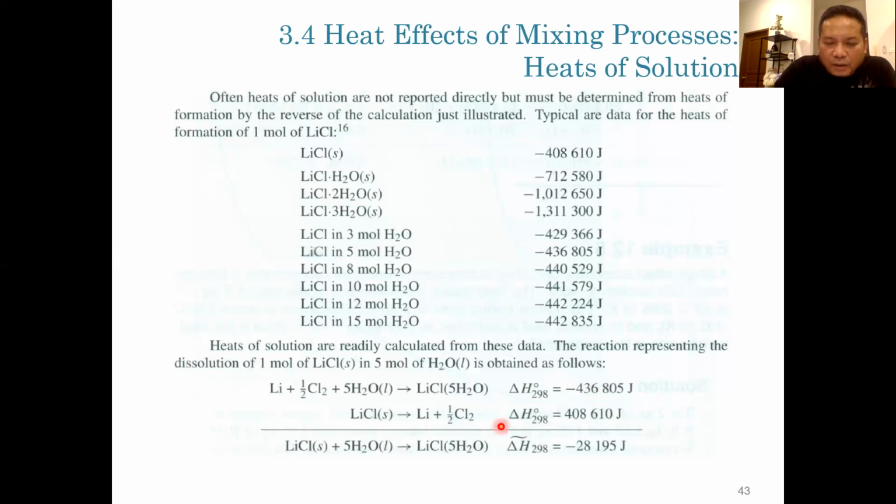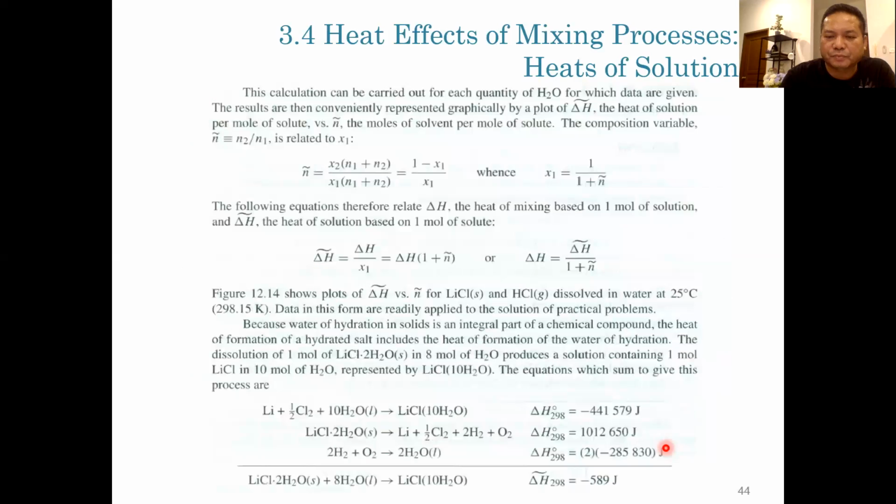Okay, right, guys. This is the formation of solids. So these will cancel, and you will have LiCl(s) plus 5, and this is already cancelled. So it becomes minus 28,125 joules. And you can also calculate the number of moles of solute.